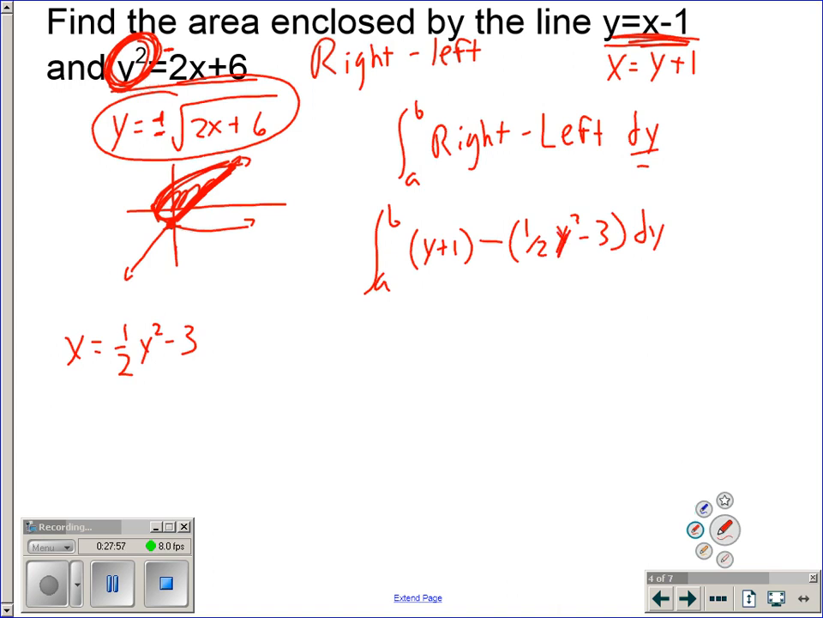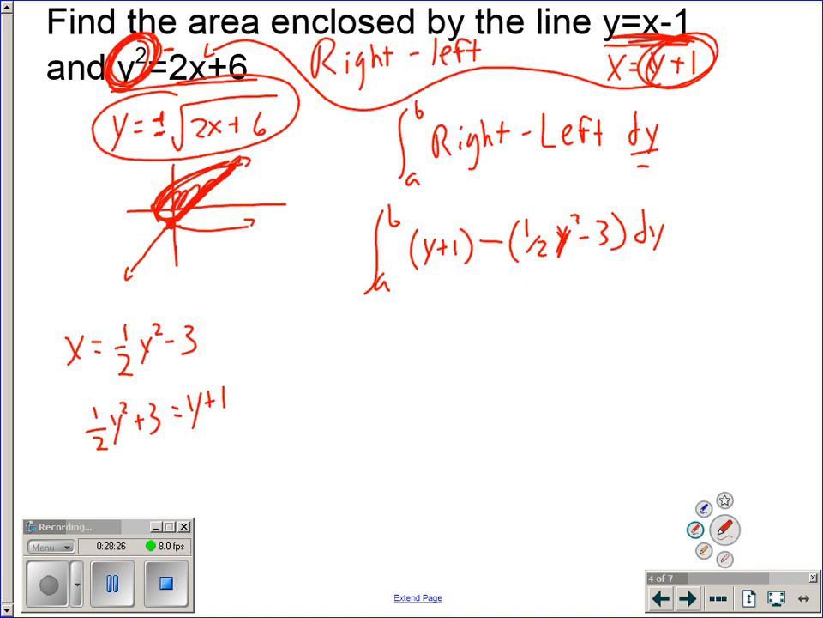Now, the only other thing we have to figure out is those intersections. So we're going to set those two equal to each other, which is fine. You could do 1/2 y squared minus 3 equals y plus 1 and solve. Or sometimes what's easier is just taking this y plus 1 and substituting it in for x and just solving.